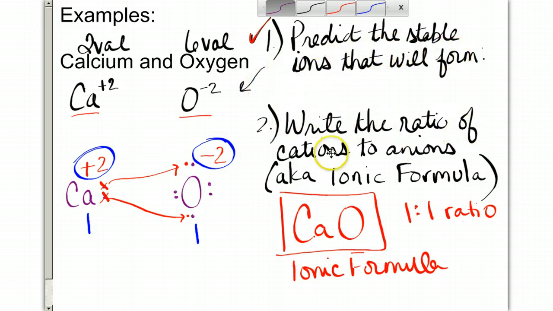To write the ratio, we have to look at how many electrons calcium is going to give away, how many electrons oxygen needs to receive, and how many of each element it takes for everyone to accomplish an octet. In this case, it was a 1-to-1 ratio, because calcium gives away 2 electrons and oxygen accepts 2 electrons. I only need 1 of each, 1 calcium, 1 oxygen. So the ionic formula is CaO.